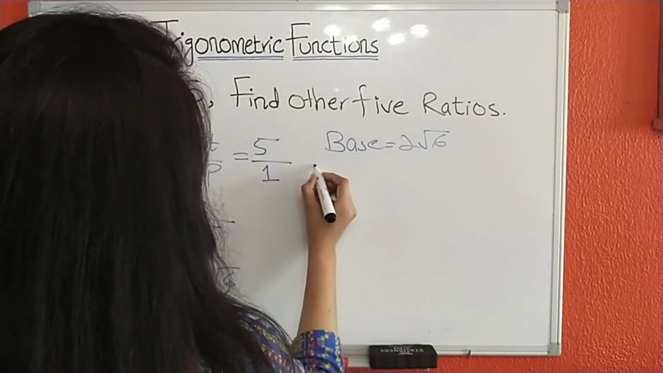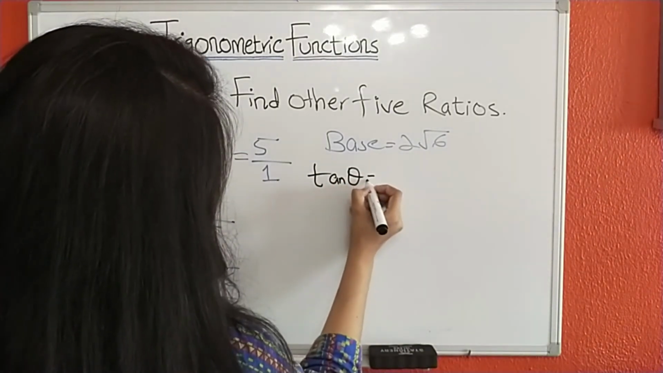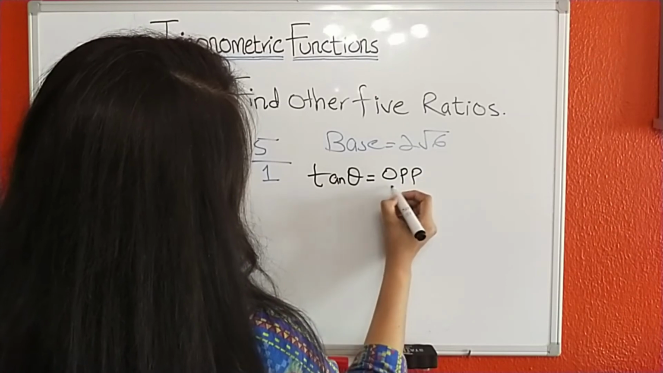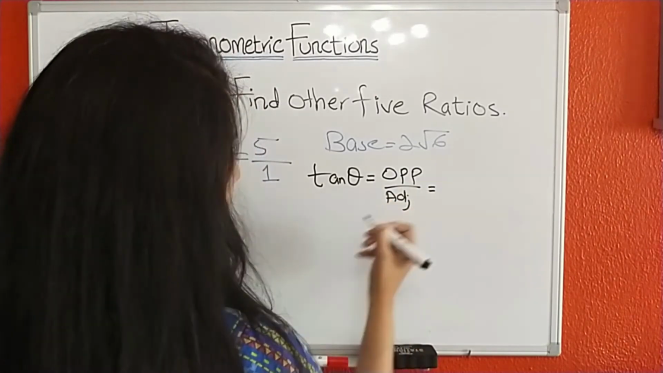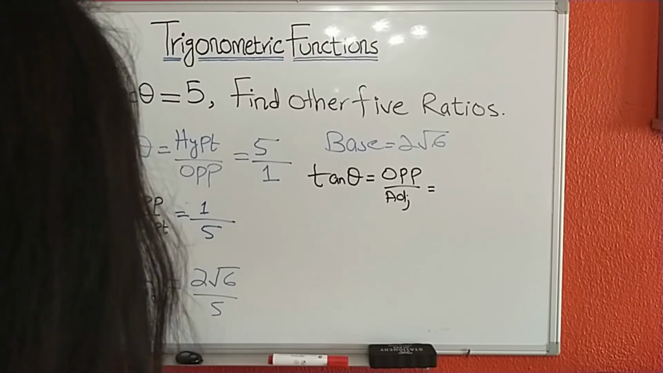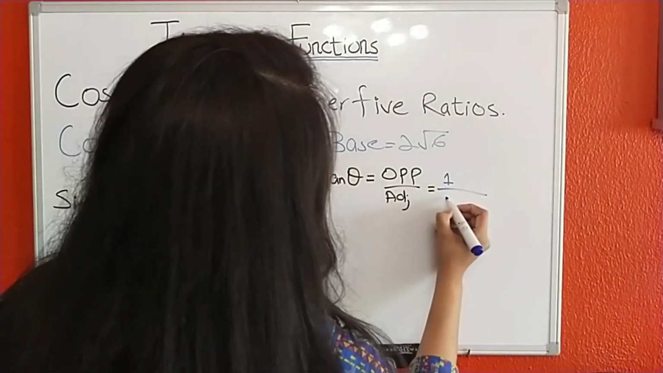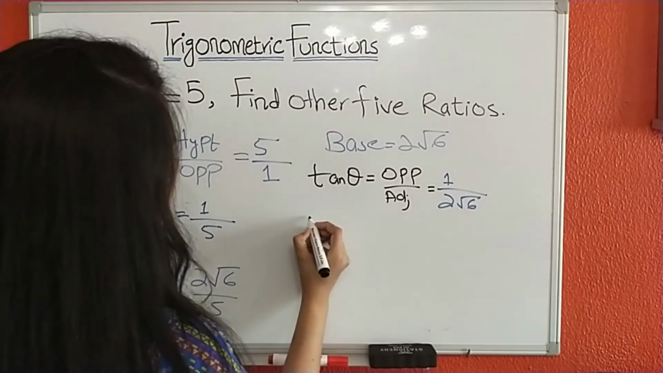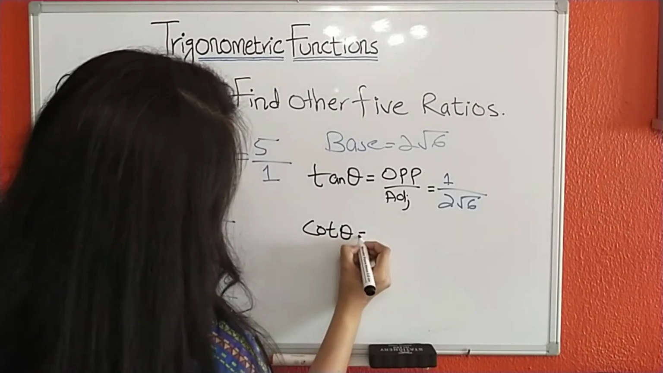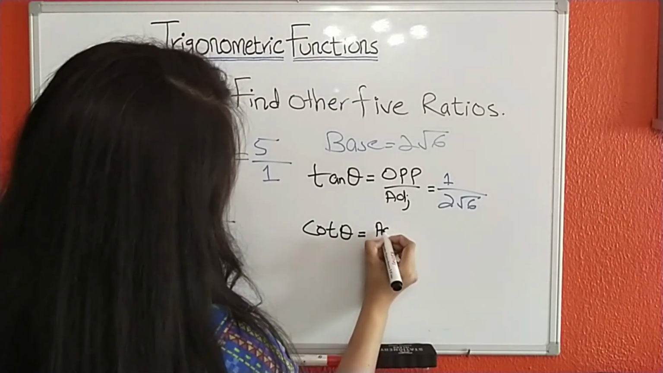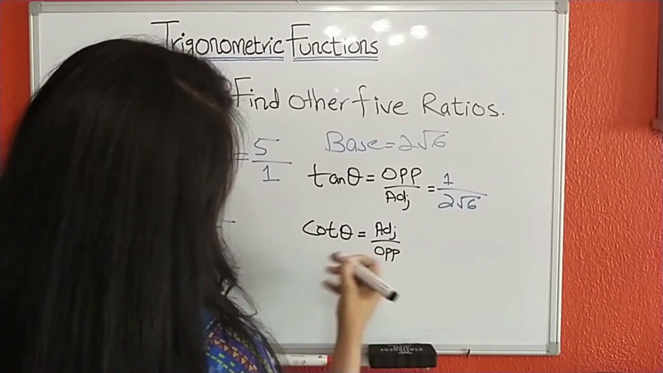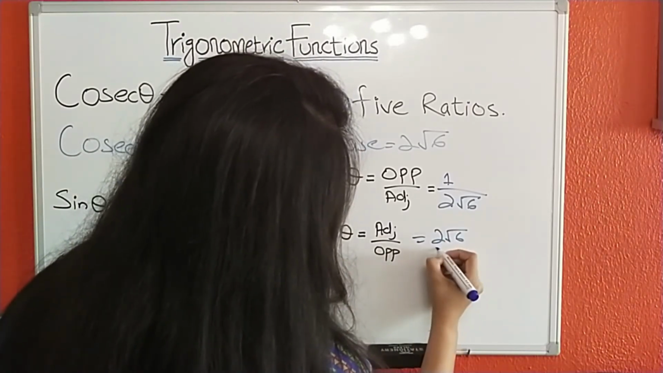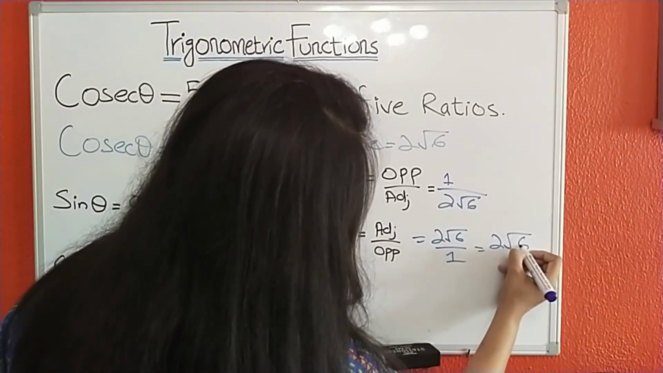Now tan theta is equal to opposite upon adjacent or perpendicular upon base. So the value of opposite is 1 and the value of adjacent is 2 root 6. Similarly, cot theta is equal to adjacent upon opposite. So 2 root 6 upon 1, and it will become 2 root 6.